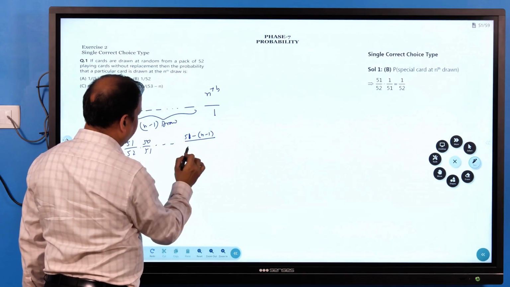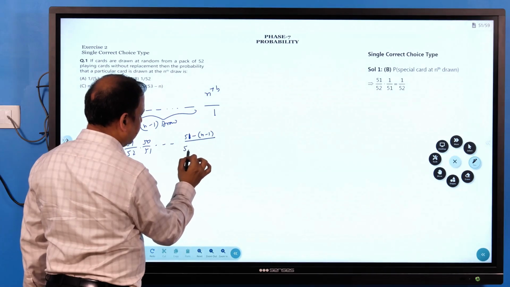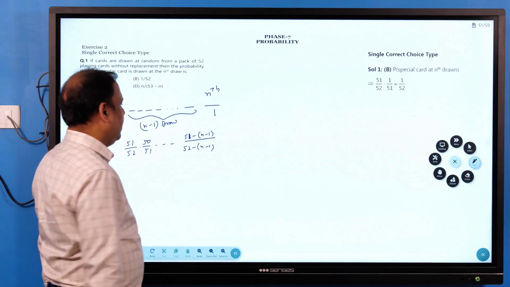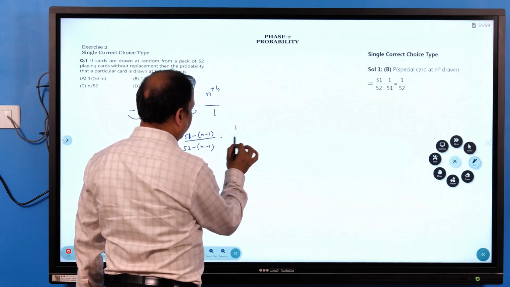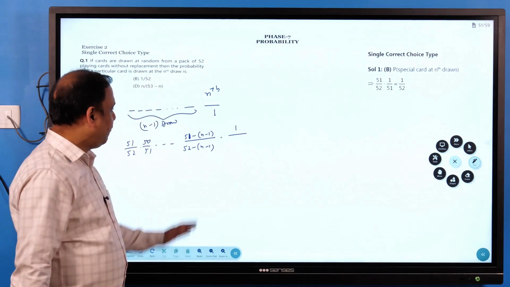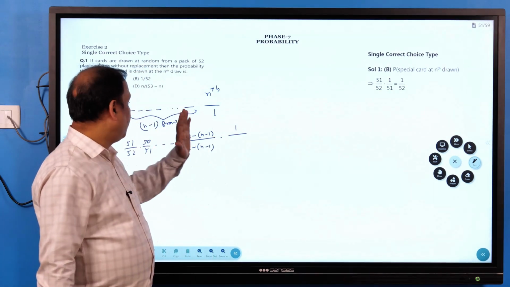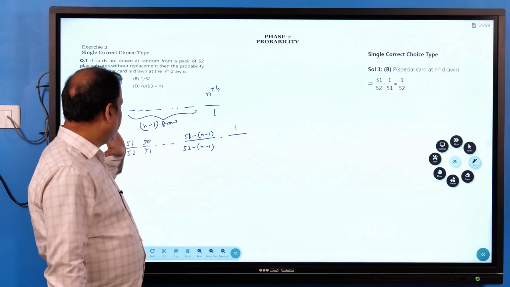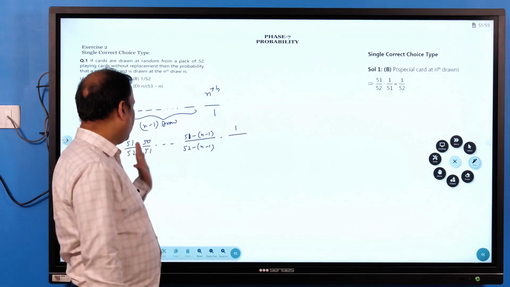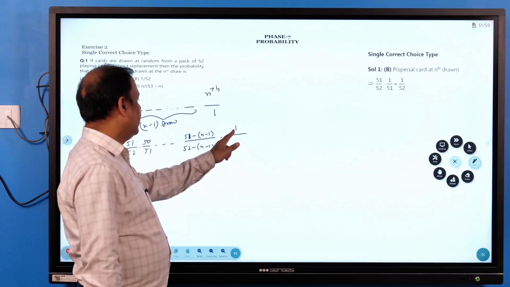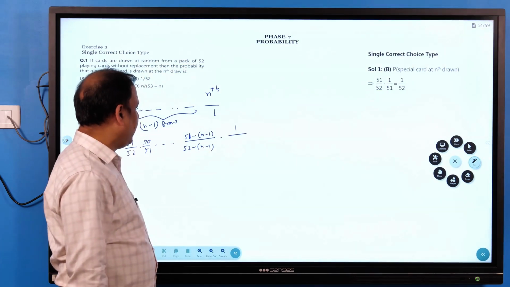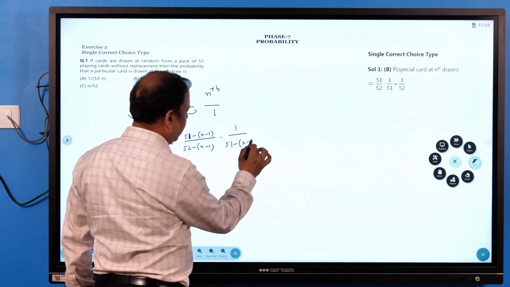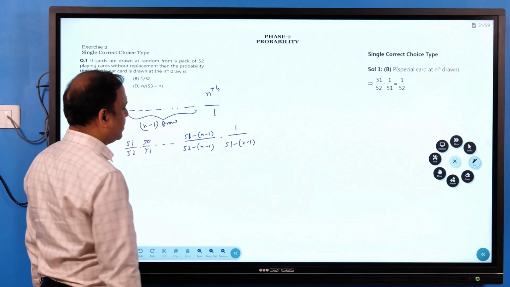And how many cards will be left? 52 minus n minus 1 cards have been removed, so that many cards are left. Now for the nth, 1 upon, after this, from the total number of 52 cards, n minus 1 have been removed. So how many cards are left now for the final? After this, one more reduces. So 51 minus n minus 1. These are the left cards.